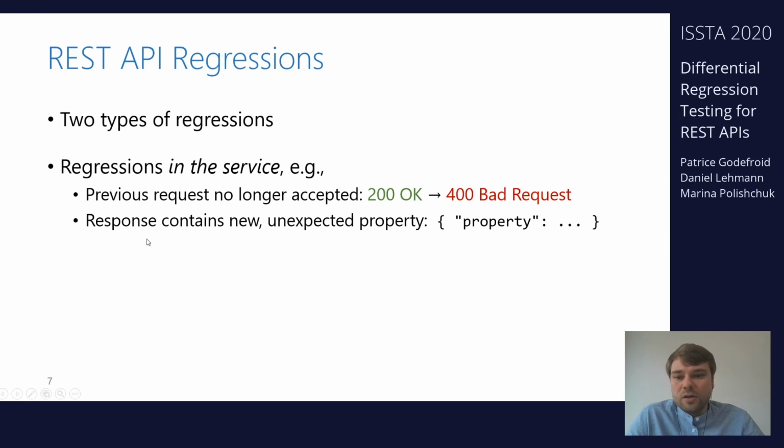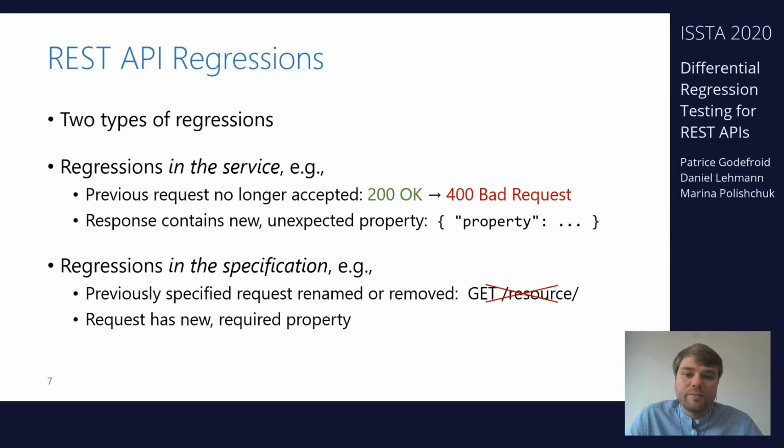And another regression in a service is, for example, if the response of the service now contains a new unexpected property, and this might cause clients, for example, to be unable to parse this property and then crash. The second type of regression in a REST API are regressions in the specification.